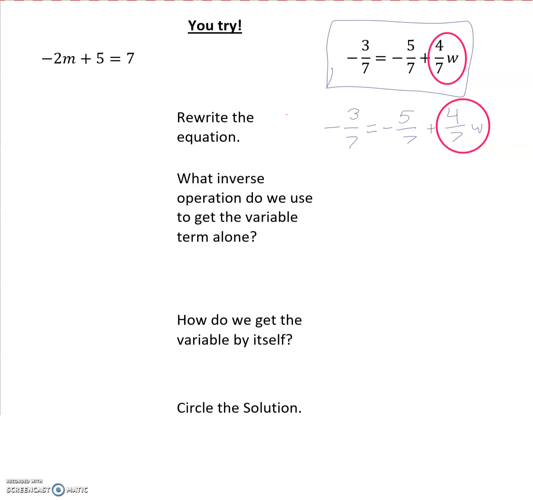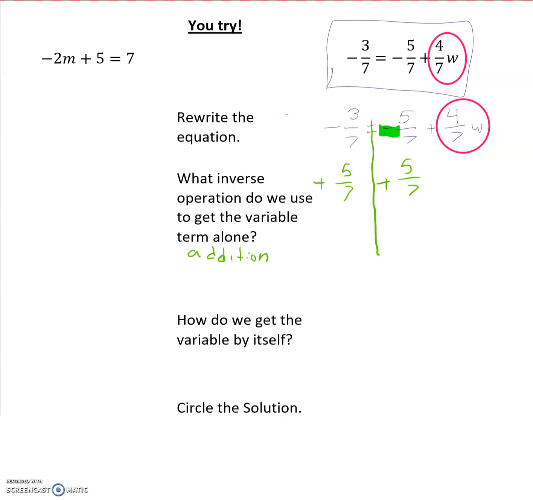All right, now my first step, what inverse operation do I use to get the variable term alone? Well, if I look at this, I can see right now that this is a negative. So the inverse of a negative number is a positive number. So I know that I'm going to use addition again. So I know that what I do to one side, plus 5/7, I have to do to the other side, plus 5/7.